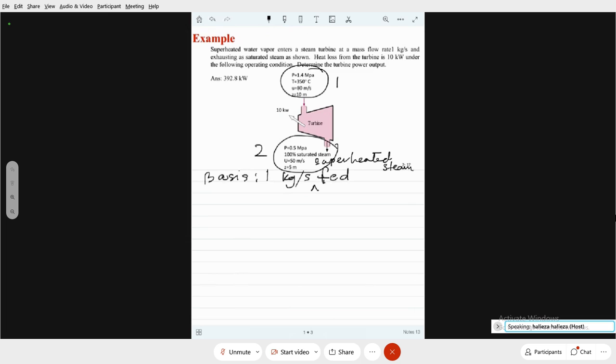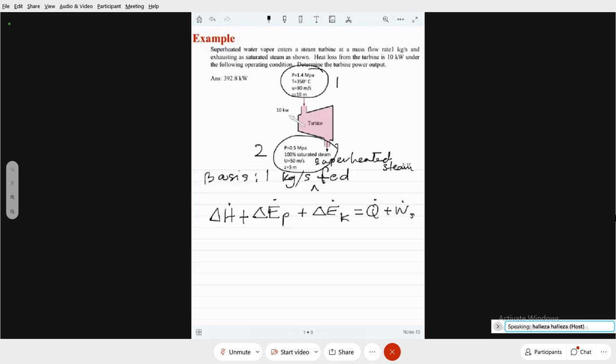So for our equation, we have a basis already written. We need a reference state. We will decide what reference state to use once we decide where we're going to get our data from. Now we're going to write the equation. The system is an open system, so it's delta H plus delta potential energy plus delta kinetic energy equals Q dot plus shaft work.